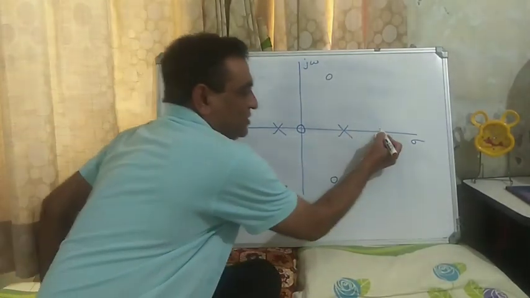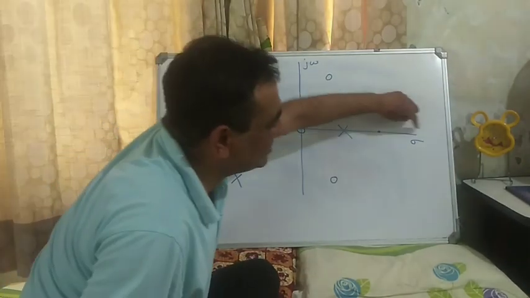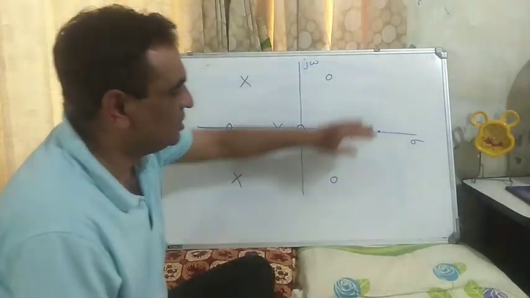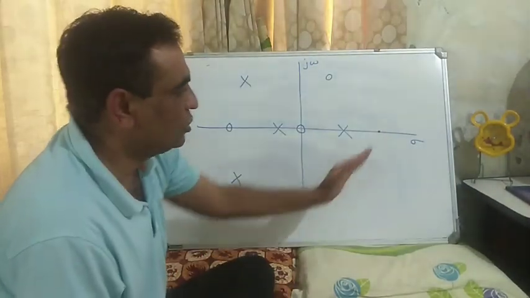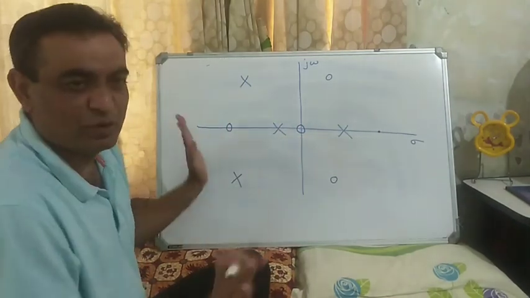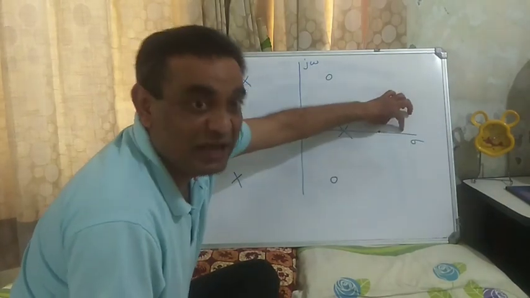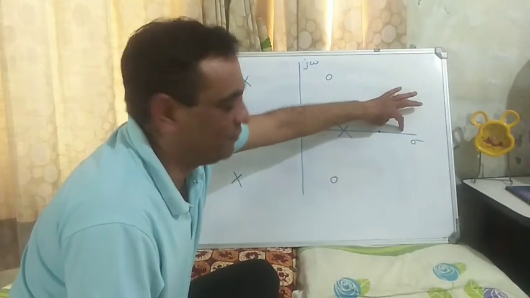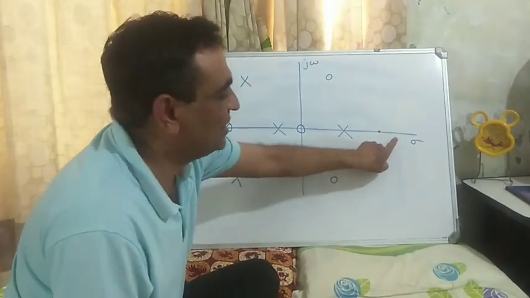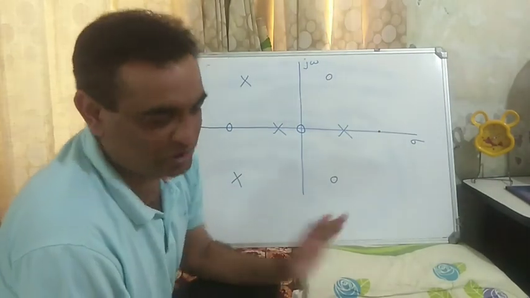Alright, I want to consider this point, let's say. To the right hand side of this point, I don't need to consider how many poles or zeros are on the left hand side. So 1, 2, 3, 4, I don't need to consider. But towards the right hand side of this point, there is nil, zero open loop zeros or poles which are on the real axis. So hence 0 is an even number. So this point is not a part of the root locus.